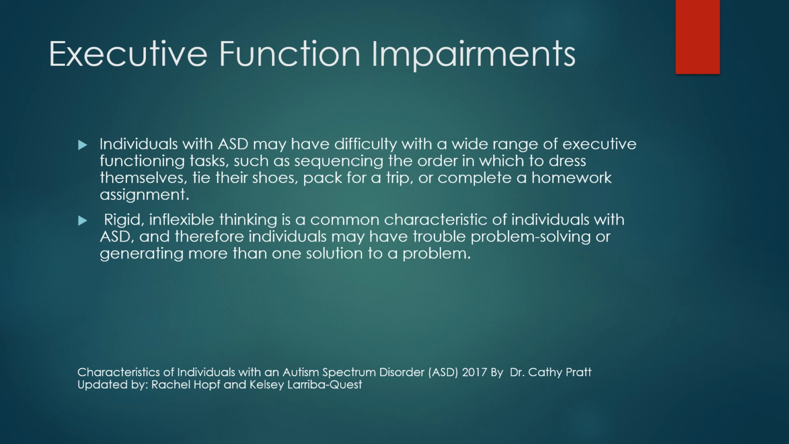Executive function impairments. Individuals with autism spectrum disorder may have difficulty with a wide range of executive functioning tasks, such as sequencing the order in which to dress themselves, tie their shoes, pack for a trip, or complete a homework assignment. Rigid, inflexible thinking is a common characteristic of individuals with autism spectrum disorder, and therefore, individuals may have trouble problem solving or generating more than one solution to a problem.